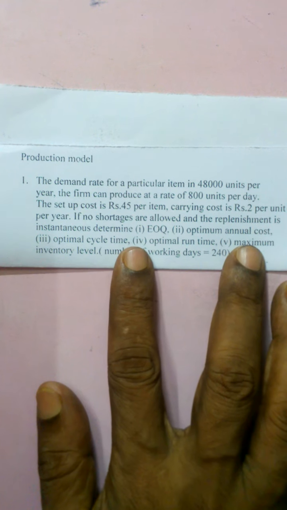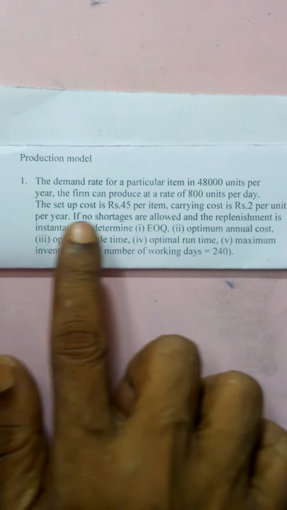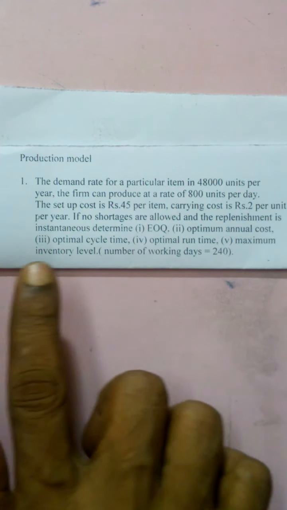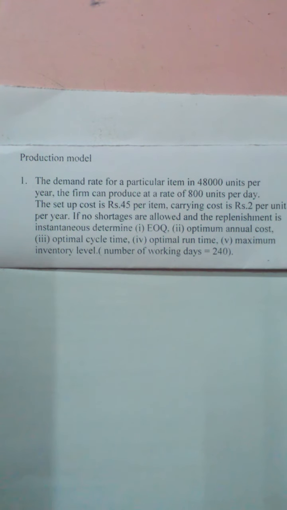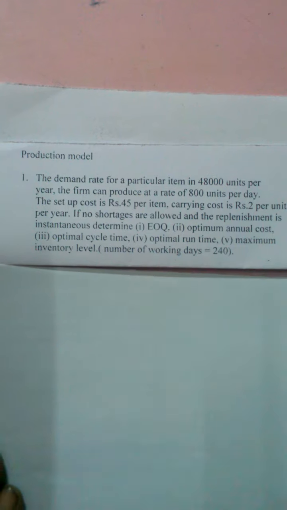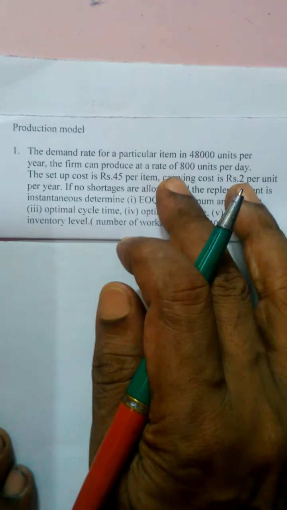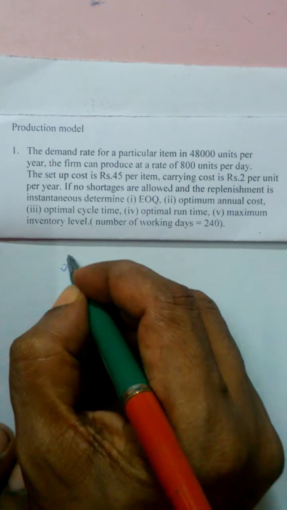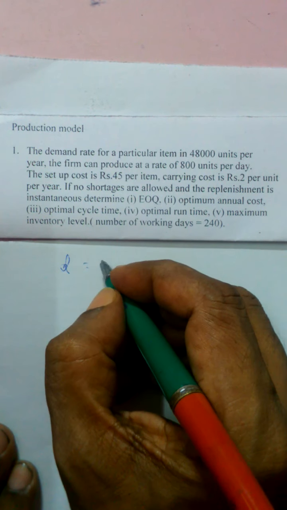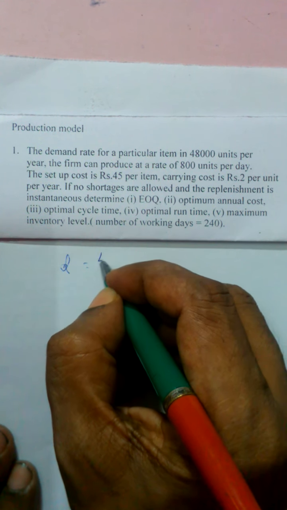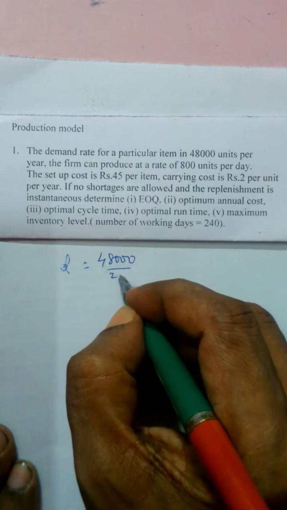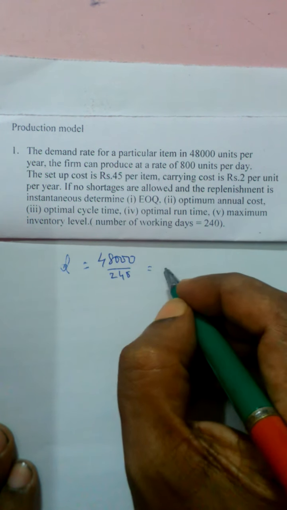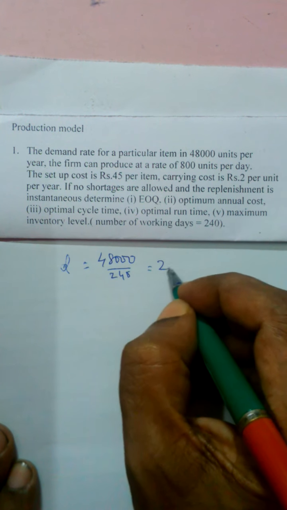The cost is annual. If it is monthly, then we have to convert it to yearly. Shortage is not allowed, and straight away we come to the EOQ in the question. The first thing we need is to find the EOQ. To get the EOQ you need the daily demand. Daily demand is your total demand, 48,000, divided by the number of working days. If it is said, it's okay; if it is not said, then it is your choice. It is said here 240 days per year, so it will be 200.